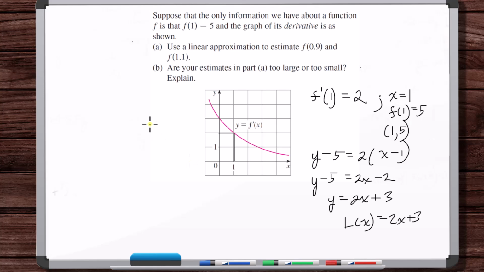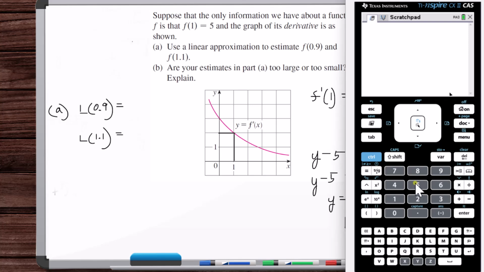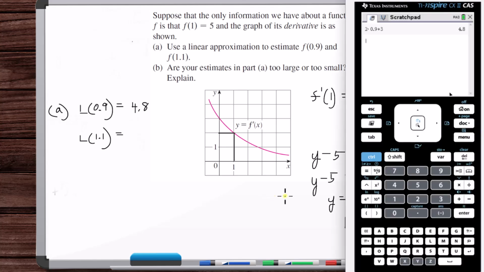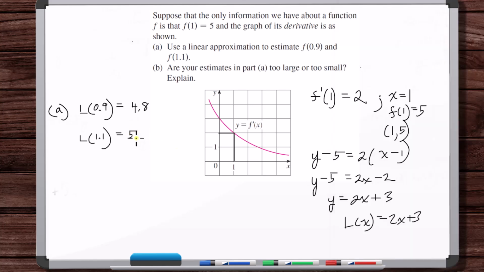So, okay, what do we do here? Part A, we just say what is L of 0.9? And what is L of 1.1? Okay, well, 2x plus 3, so 4.8, and then 5.2. That's the estimate of f of 0.9 and f of 1.1.